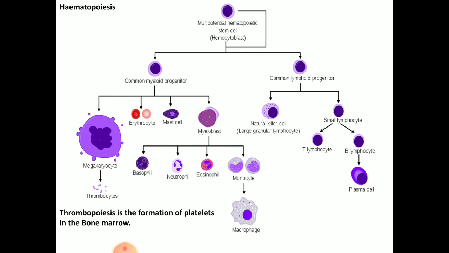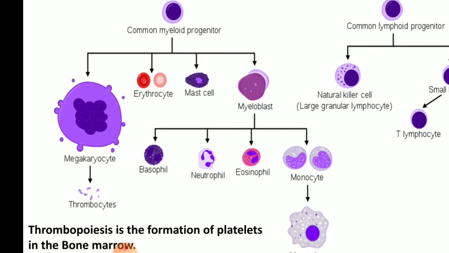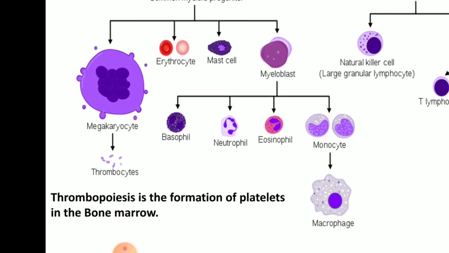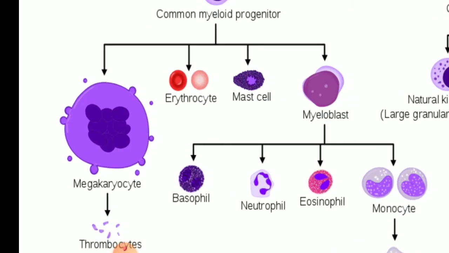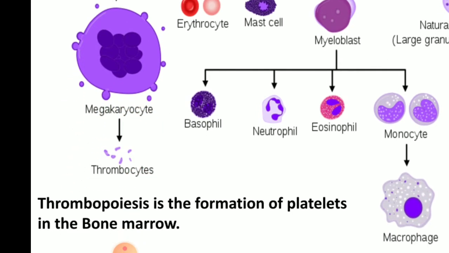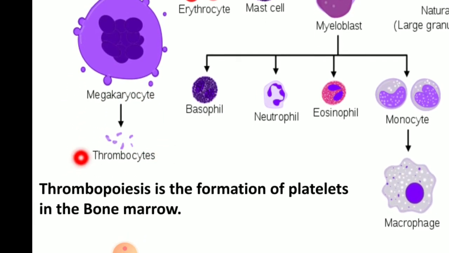Thrombopoiesis is the formation of platelets in the bone marrow. You can see here, students, that the megakaryocytes give rise to thrombocytes. So the thrombocytes are nothing but the platelets. So through the process called thrombopoiesis, the platelets are produced. So this is about the platelets.